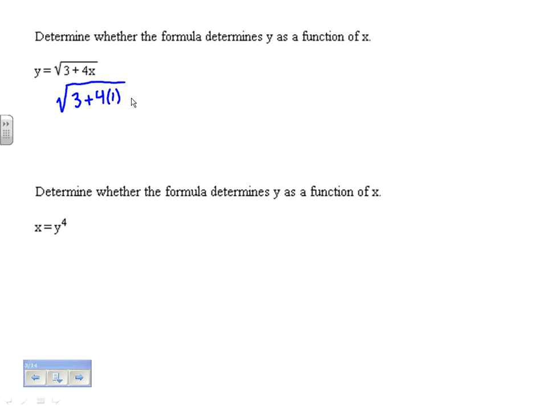plug in 1, and say, all right, 4 times 1 is 4, plus 3 is 7. The square root of that I'm just going to leave as square root of 7. So how many answers is that? That's one answer, the square root of 7. And any number that I put in is going to work the exact same way and give me one answer. So that would mean that, yes, this is a function.